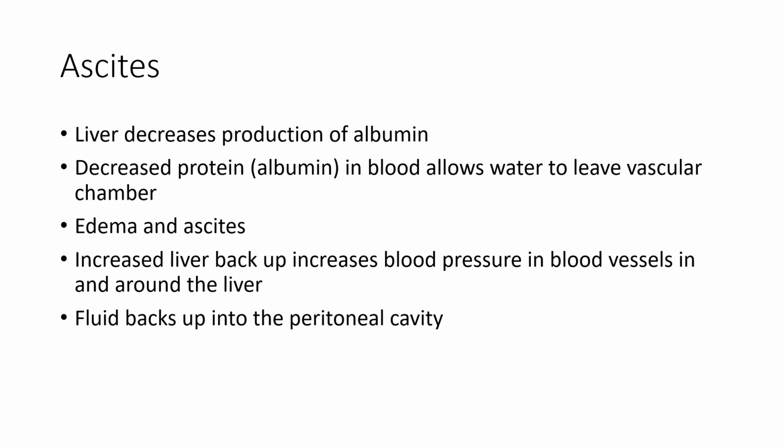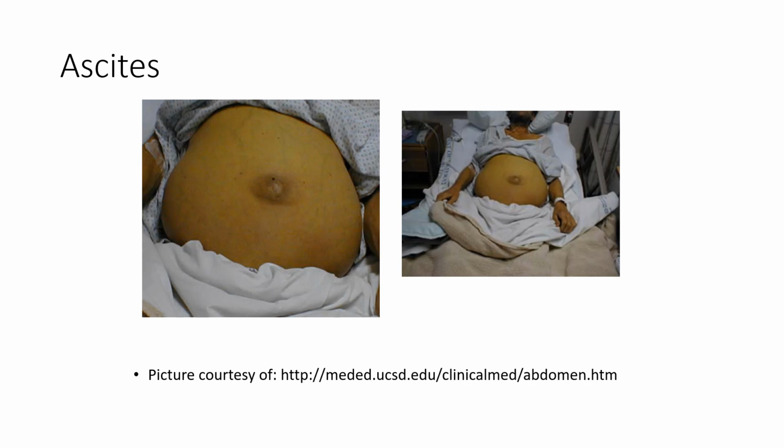And then the decreased production of albumin. So they have decreased albumin in the blood, so that causes water to leak out of the vasculature, and it leaks out and forms ascites, which backs up in the blood, and then edema in the peripheral, in the lower limbs and such as well. Obviously, here's a picture of ascites.